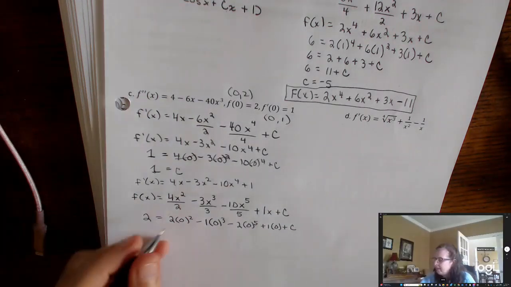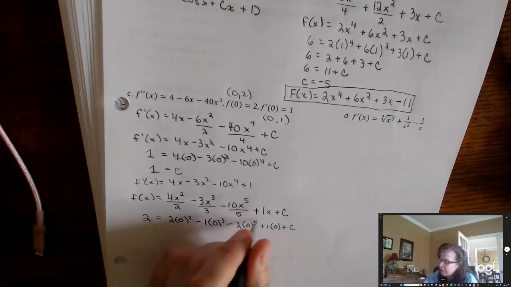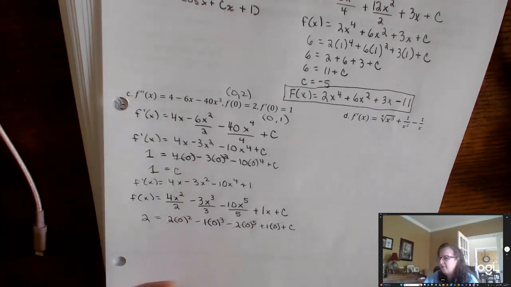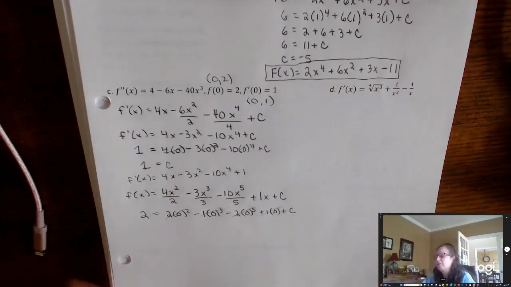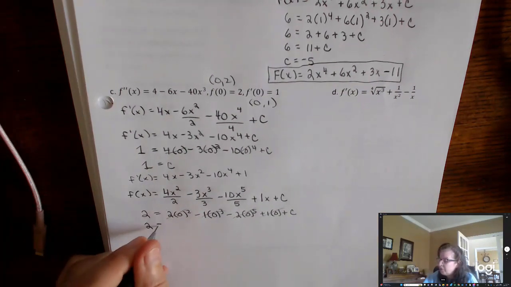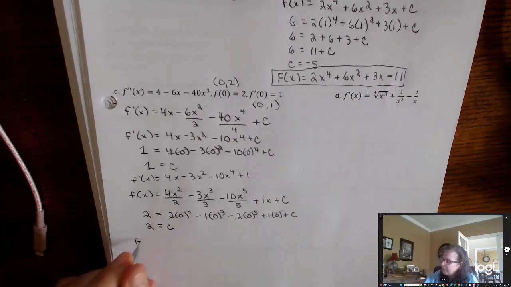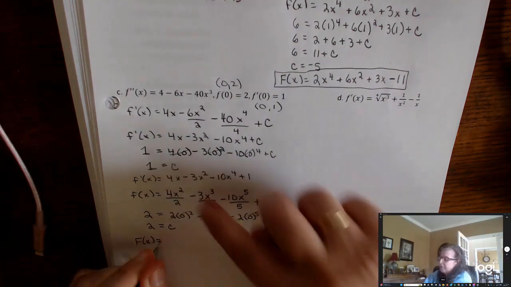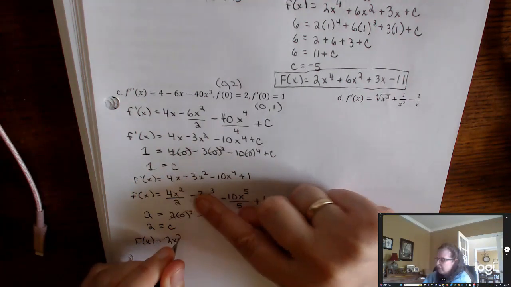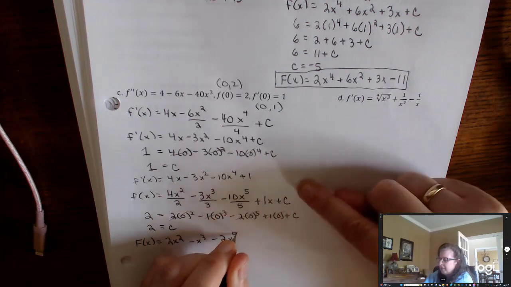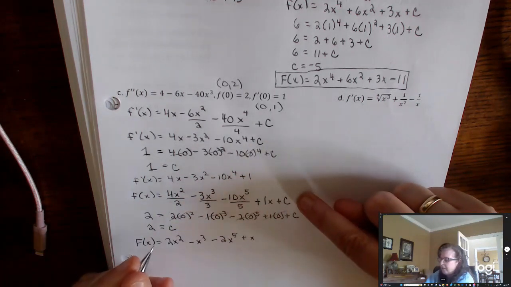Okay, so we have that. So again, this is just because the conditions are right. We put 0 in all these polynomials. That doesn't happen if you have an e function or a natural log function, so be careful. So 2 equals c, honor the process. All right, so our final function is f of x equals 2x squared minus x cubed minus 2x to the fifth plus x, and then we found out that c was 2.